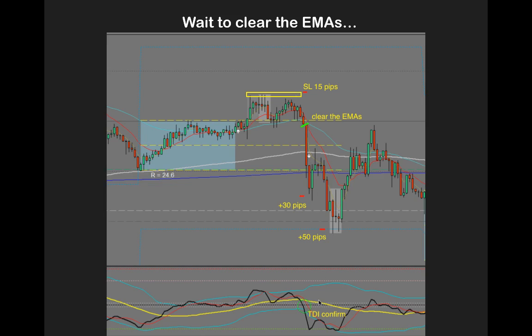And you can also see the TDI confirmation at that point: RSI is below the signal line, below the market baseline. There's a nice big angle of separation. That is your entry, the correct entry to take the trade at.